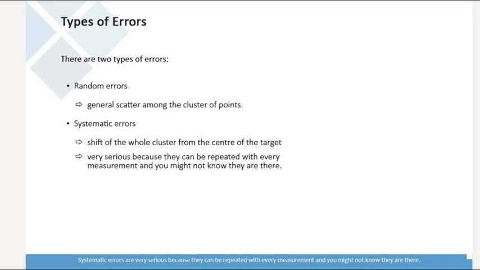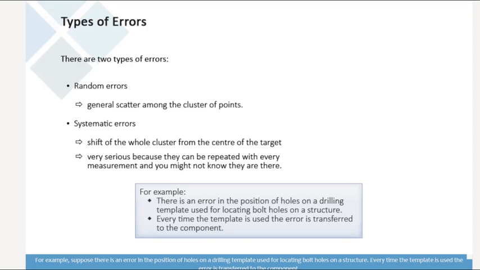Systematic errors are very serious because they can be repeated with every measurement and you might not know they are there. For example, suppose there is an error in the position of holes on a drilling template used for locating bolt holes on a structure. Every time the template is used, the error is transferred to the component.